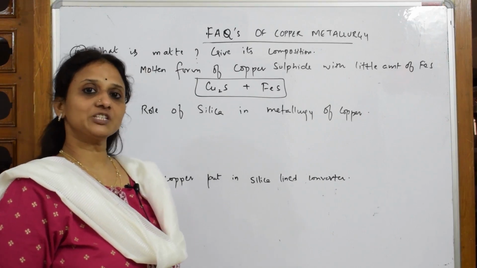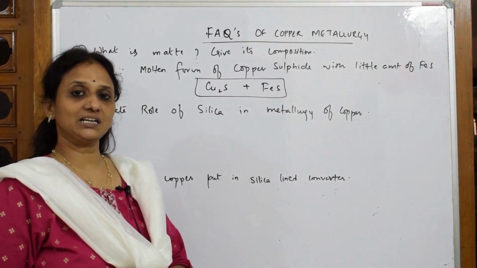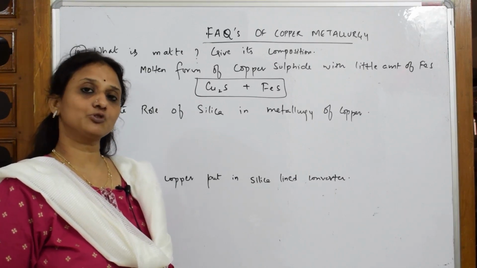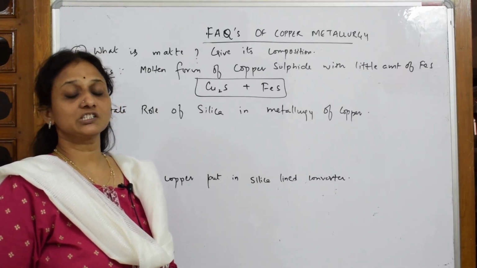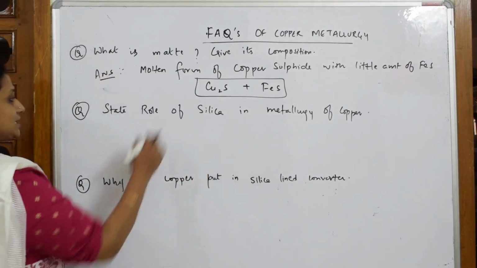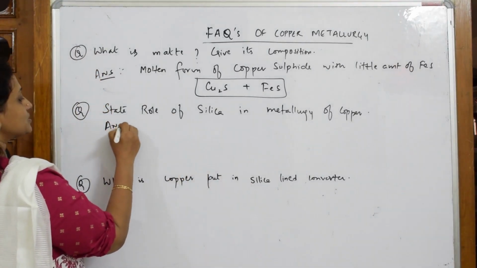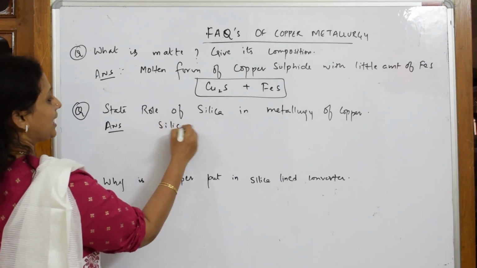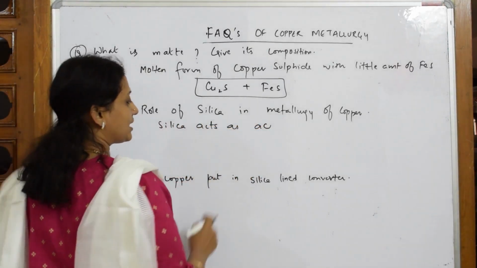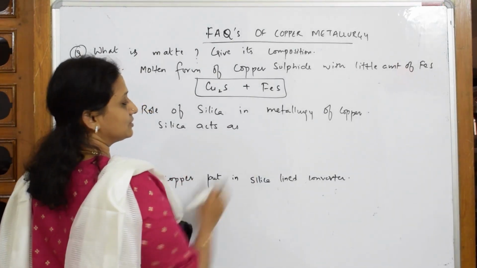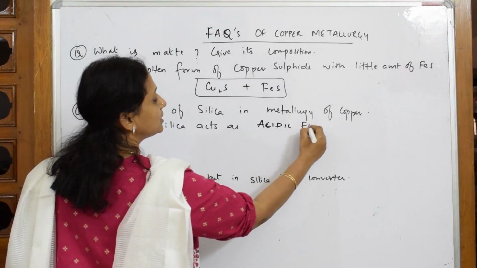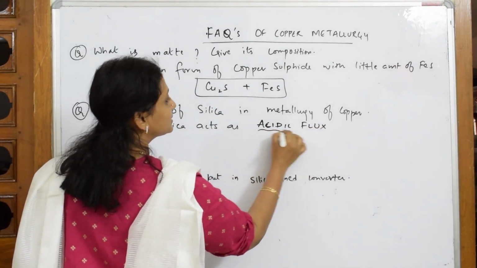What is the role of silica in the metallurgy of copper? Whenever we speak about silica, where did we use silica? We used silica after the roasting process, when we came to the smelting process. Now, when you're writing such answers, first try to write: silica acts as acidic flux. Write it in capital letters, because if this is for 1 mark, write it in capital letters, ACIDIC FLUX.